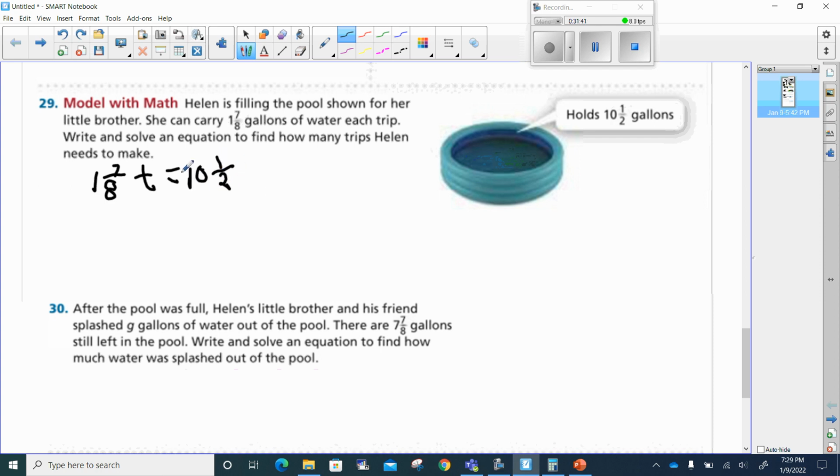We're going to have to turn these numbers into improper fractions to start off with. 8 times 1 is 8, and 8 plus 7 is 15. So this will become 15 over 8. And of course, we're multiplying that by t. When I turn this one into an improper fraction, I have 2 times 10, which is going to give us 20, and 20 plus 1, that's 21. So this would be 21 over 2.